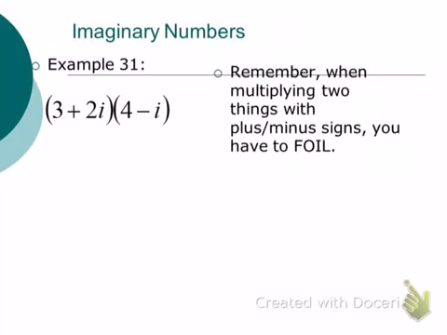So we're going to FOIL this exactly like we would normally work with an algebraic expression. Everything's the same. So we're going to multiply 3 times 4, and that's going to give us 12. 3 times negative i would give us negative 3i. 2i times 4 gives us 8i. 2i times negative i is negative 2i squared.